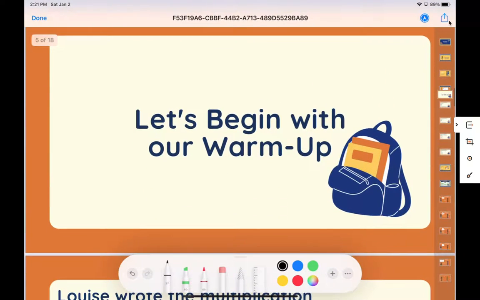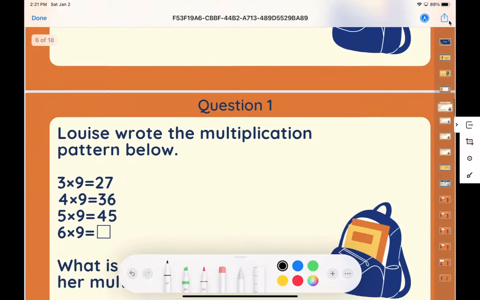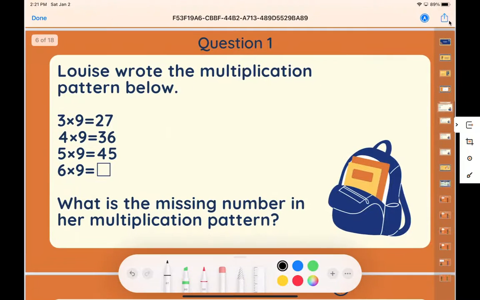All right, guys, so we are going to begin with our warm up. Now, our warm up questions are questions that sometimes can be solved mentally, but other times you may want to write them down in your notebook. We aren't going to go back and check them, but you are going to have to answer them in your Nearpod. So let's begin with our first warm up question for today.